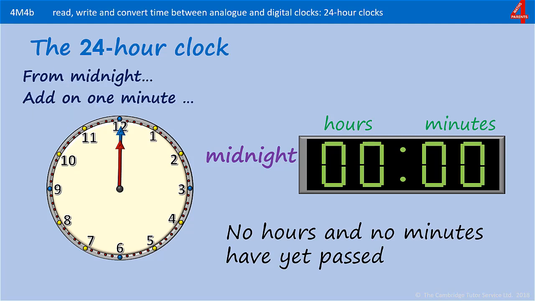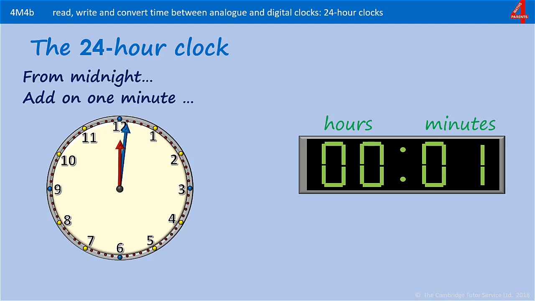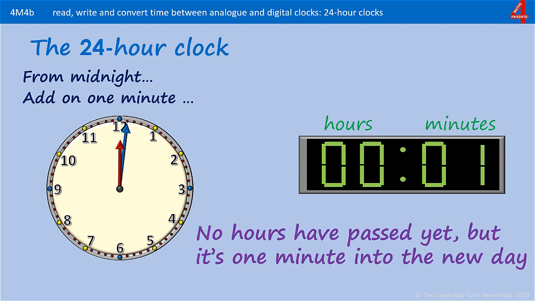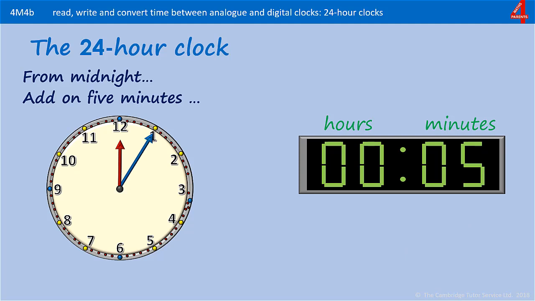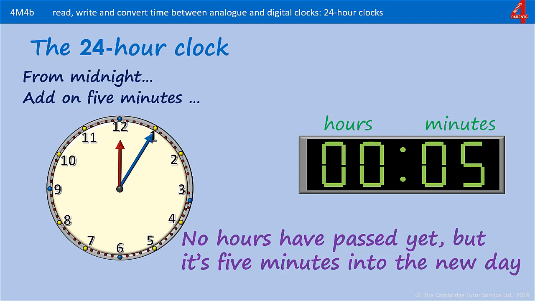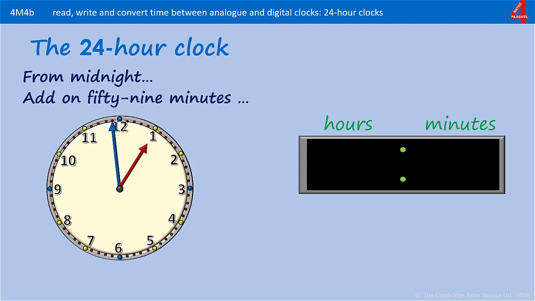From midnight, as time moves on, if we add on 1 minute, on the digital clock it will show us that we've had no hours but 1 minute of the brand new day. At 5 minutes past midnight, it will show us that there are no hours and 5 minutes into the brand new day. And that carries on until we get to 1 minute to 1. So we still haven't had a full hour, but you can see by the minute hand that there's 1 minute to go until we do get to the full hour.